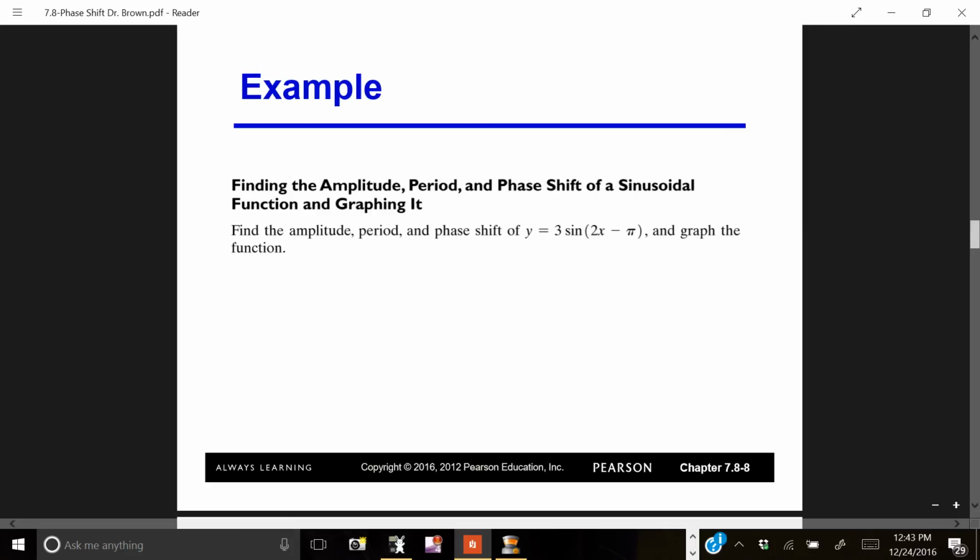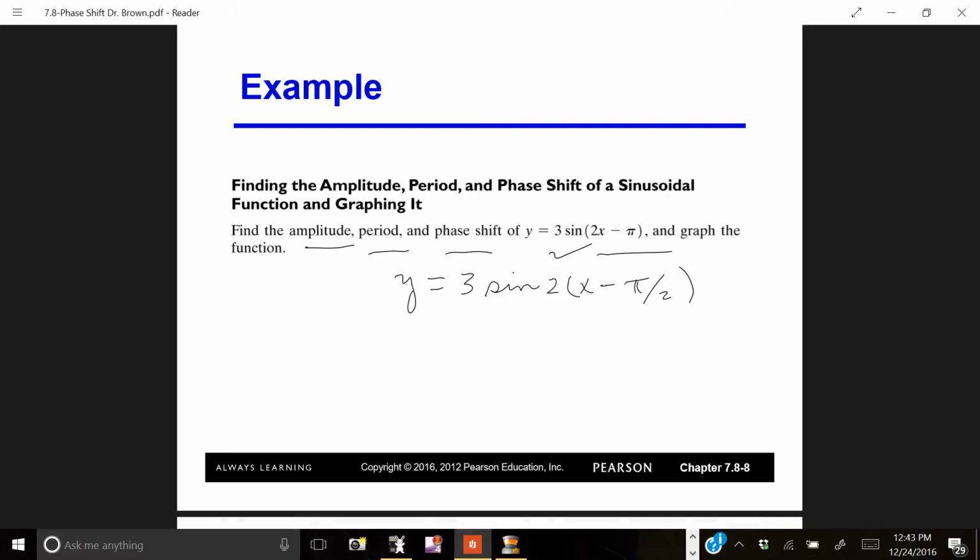Here is a fairly simple function. We want to determine the amplitude, the period, and the phase shift. And rather than just remember a formula, go ahead and do this to get the phase shift correct. Factor the 2 out, and then multiply the 2 times what's in parentheses and make sure you factored correctly.